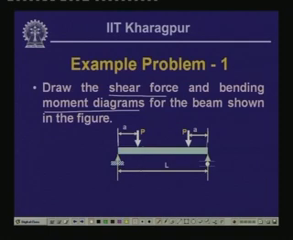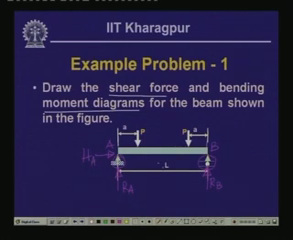Now, all we need to do is to draw the shear force and the bending moment diagram. As we have done in the past, we replace these supports, that means we draw the free body diagram of the whole beam. Here we have a vertical reaction and a horizontal reaction, and at the roller support we have a vertical reaction. We call these R A and R B for the beam A B, and the horizontal force is H A.